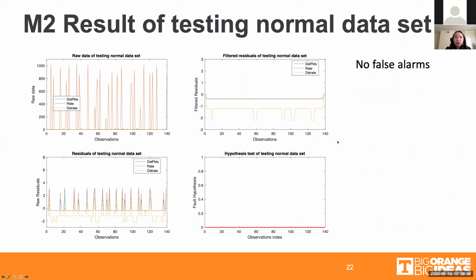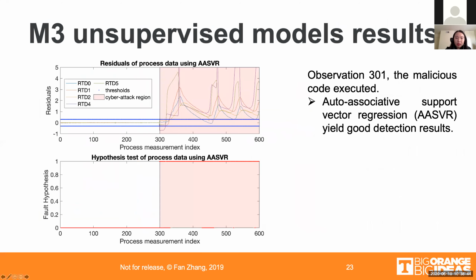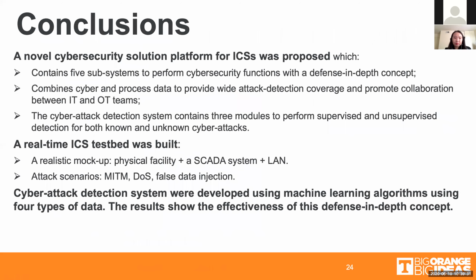We also tested module 2 with a normal data set, and we can see there's no false alarm, which is good. And we also applied unsupervised machine learning to module 3. We applied several different machine learning algorithms, and the auto associative support vector regression gives the best results. So here I only display the result from this method. Again, the red box is the duration of the attack. We have 5 temperature sensors being tested, and we can see the algorithm again picked the cyber attack effectively. So we can see that both module 2 and module 3 are effective.